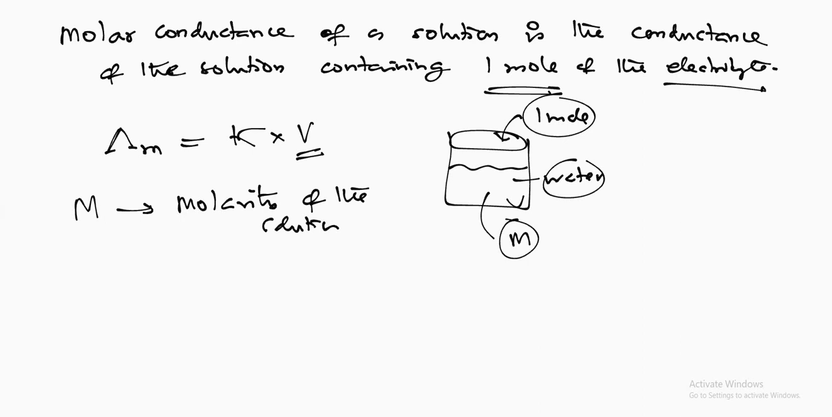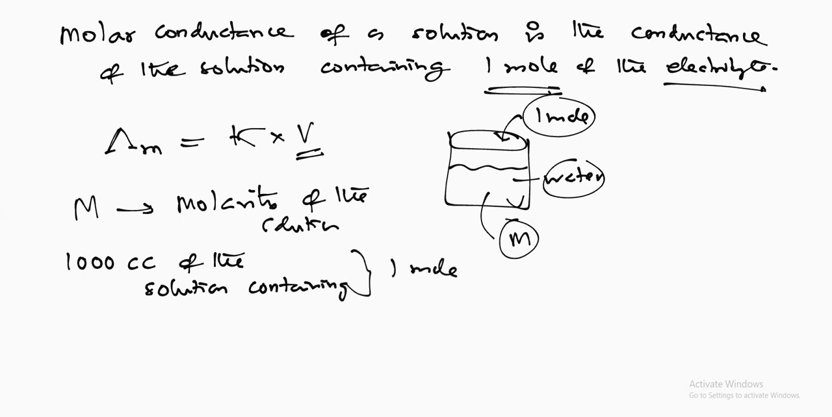Molarity of solution. What is the meaning? The meaning is 1000 cc of the solution, or 1 liter, containing 1 mole of electrolyte. 1000 cc of solution containing 1 mole of electrolyte. That's the meaning of molarity. I'm sorry, m mole of electrolyte, because I took molarity as m here. Okay, students, observe carefully. If I say a solution has m molarity, what is the meaning? 1000 cc of the solution containing m mole of the electrolyte.